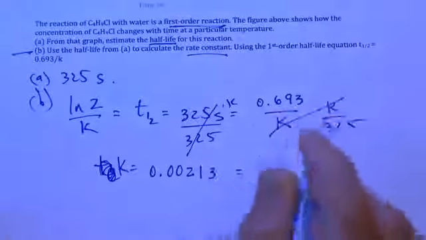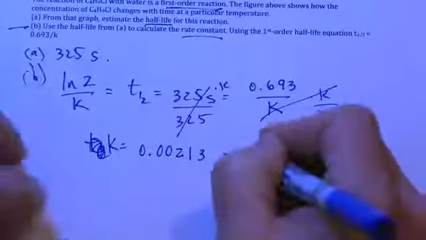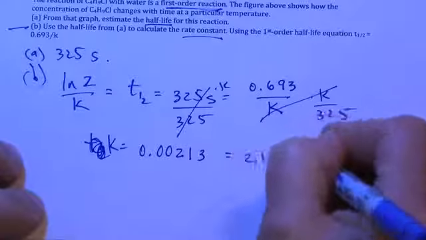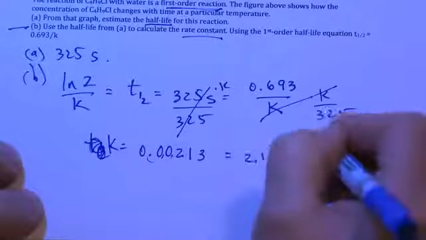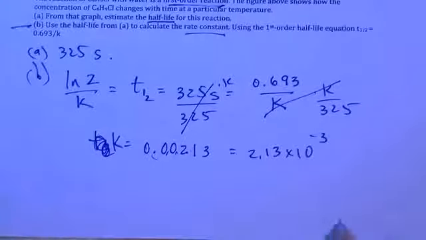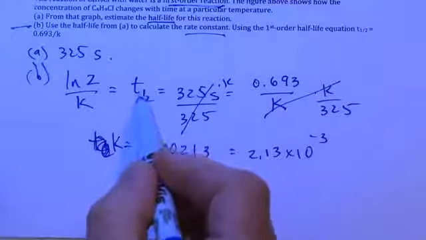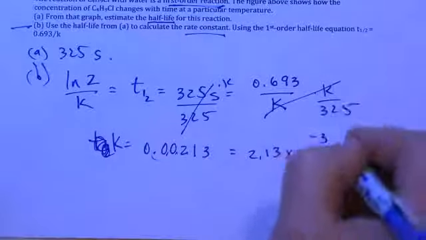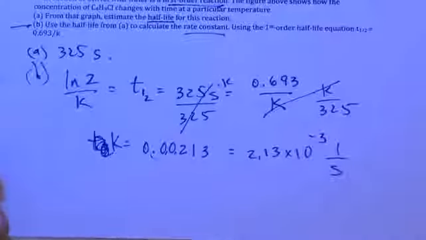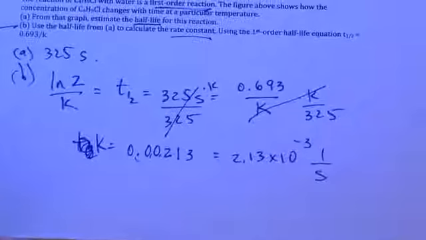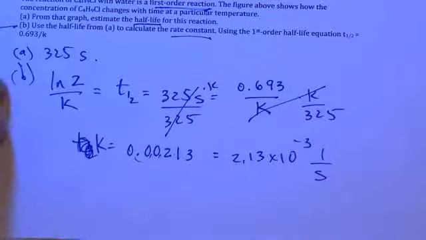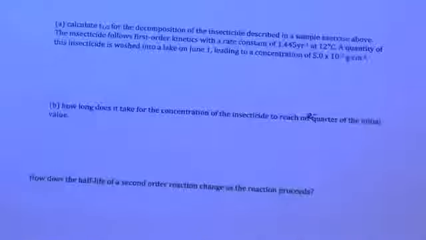0.00213, or 2.13 times 10 to the negative third. The units on that now, it's time right here in seconds, so I'd end up with 1 over seconds, or seconds to the negative 1, for the k or rate constant for that reaction. Last page for this section.